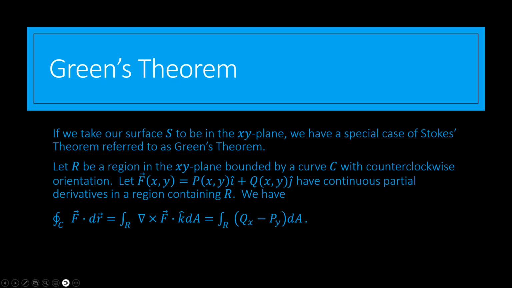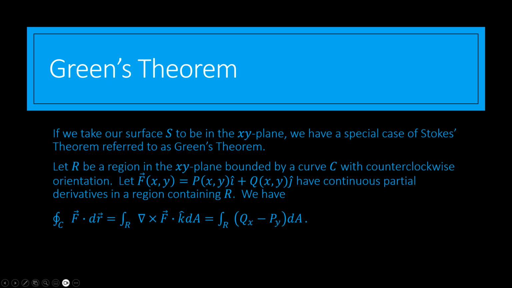Stokes' theorem here says the integral of F around the boundary curve is the integral over the surface, which is R, of the curl of F, and then we dot this with a normal vector here. In this case, our normal vector is just k.